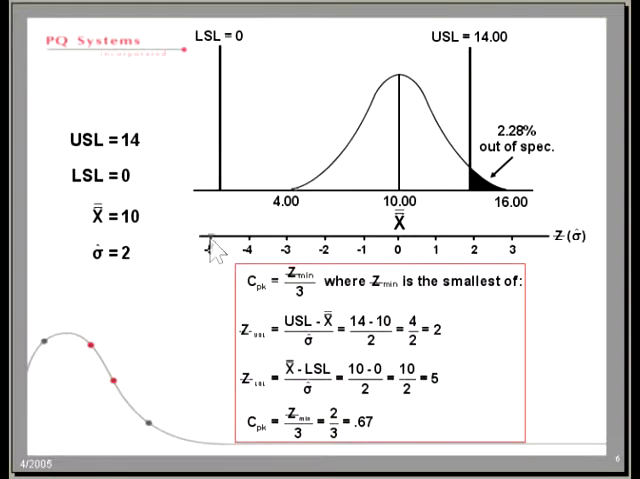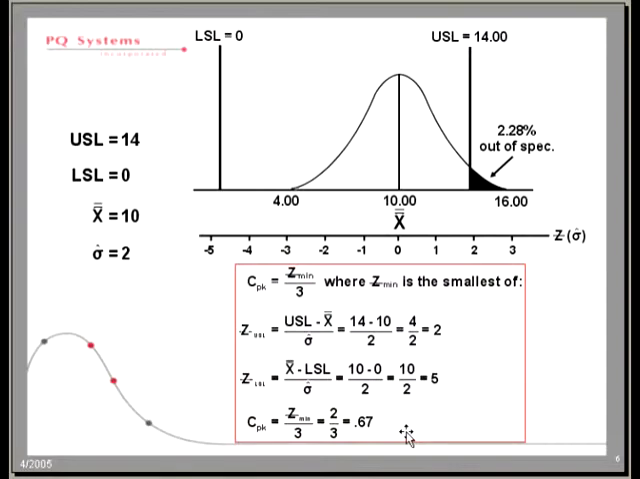Well, we disregard the sign because down here the Z upper is spec limit, x double bar, minus lower spec limit, divided by sigma, and there it is. It's 5. That's saying in English the lower spec limit is 5 Z values, 5 standard deviations away from the mean. Okay, high math here. What does it say? Take the smallest, 2 or 5. 2 is the smallest. 2 divided by 3. There it is. Now there's your CPK. In this case, the CPK would equal 0.67.